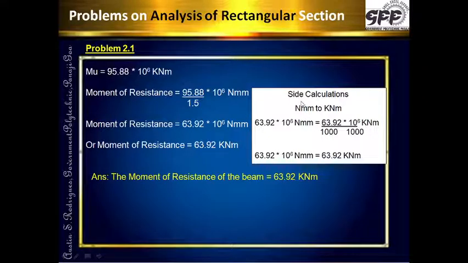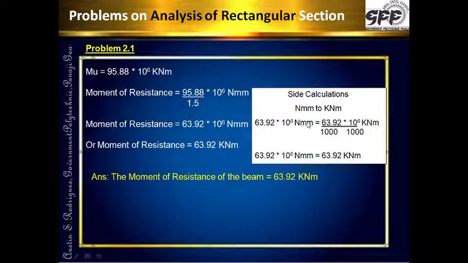Now calculations over here, from Newton mm to kilonewton meter, the value is 63.92 into 10 raised to 6 Newton mm, which will be equal to 63.92 into 10 raised to 6 from Newton to kilonewton. Newton is small, kilonewton is larger, so divide by 1000, because 1 kilonewton is 1000 newtons. So 1000 newtons is equal to 1 kilonewton. So 63.92 into 10 raised to 6 is divided by 1000 to get from Newton those many kilonewtons.